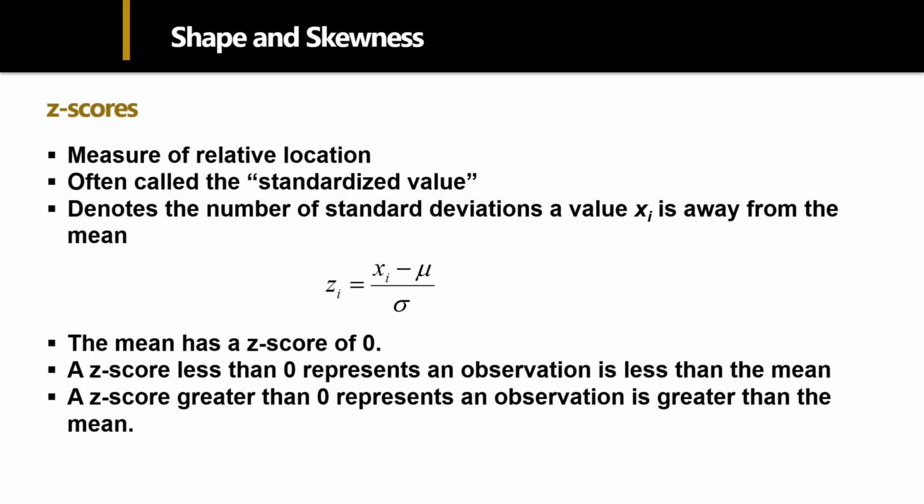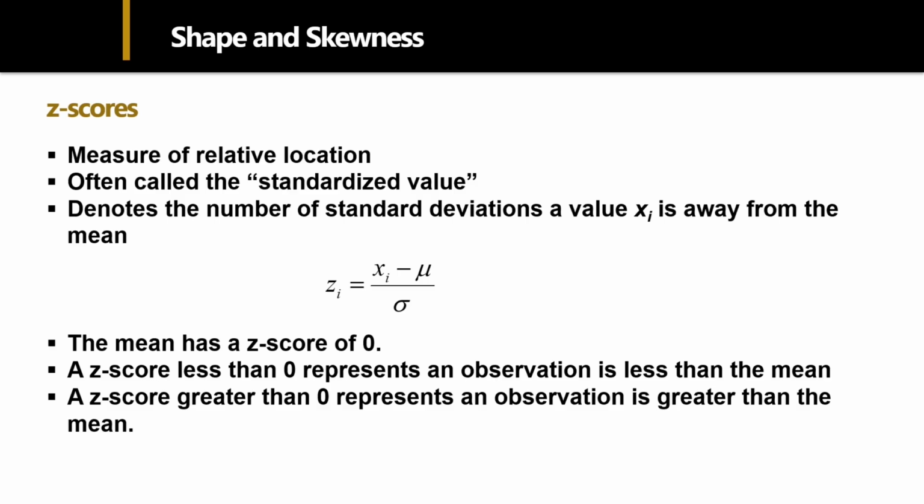I now want to talk about z-scores. They're a measure of the relative location of each observation, and they are often called standardized values. A z-score denotes the number of standard deviations away from the mean that an observation is. So you subtract the population mean from the observation value and divide by the population standard deviation.